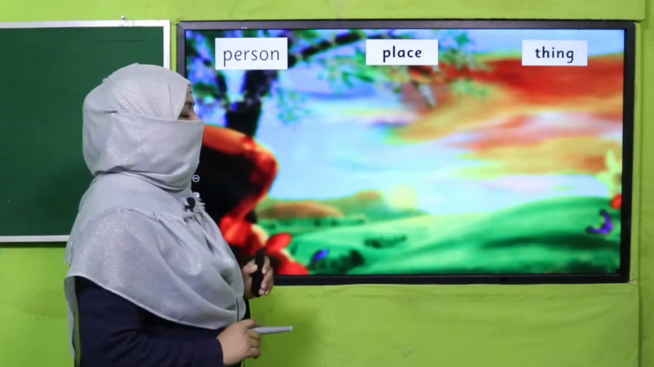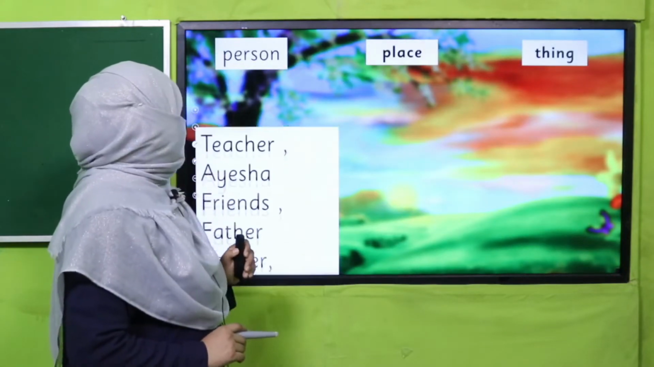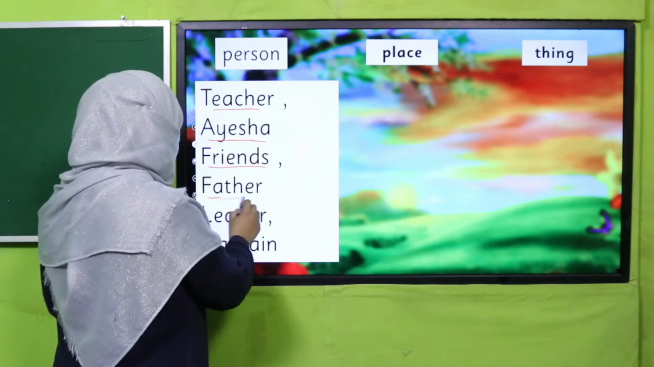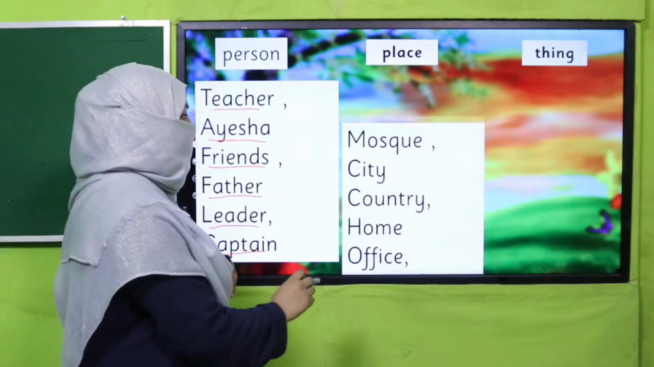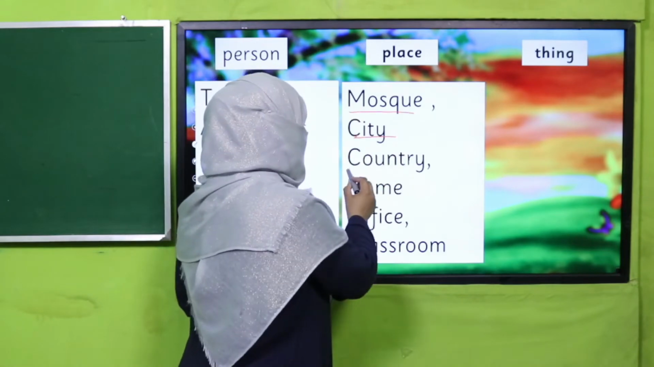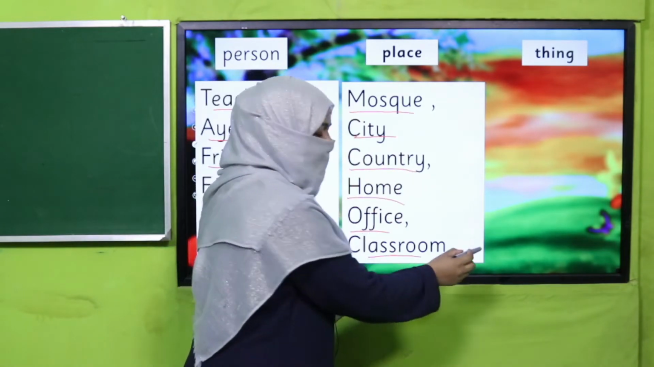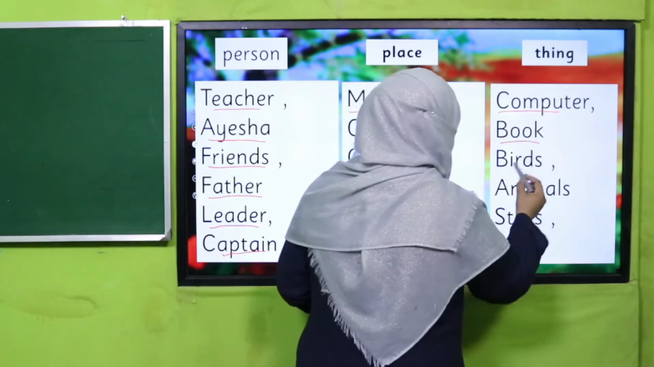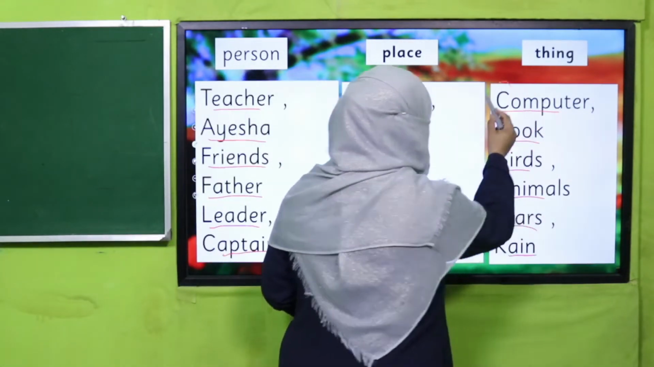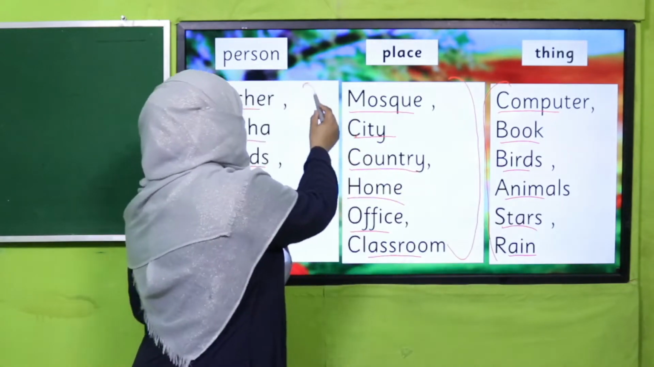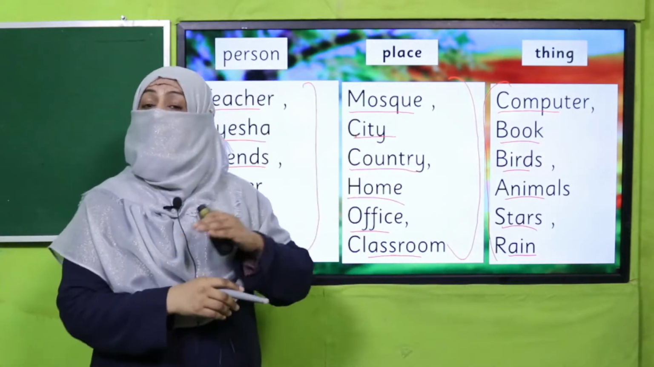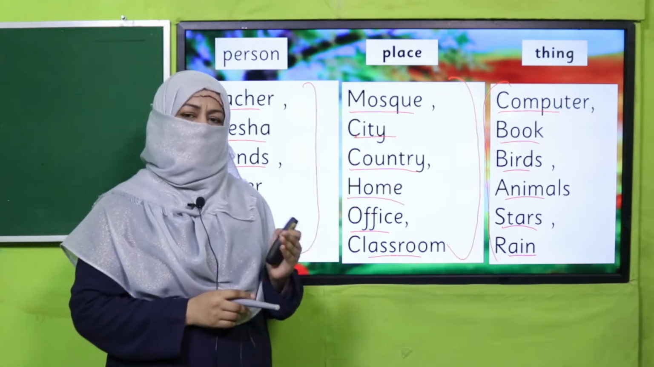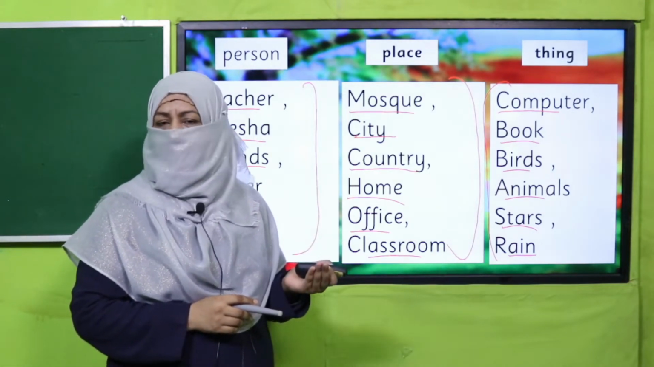Now, what are the examples of persons? It can be teacher, Aisha, friends, father, leader, captain. Places: mosque, city, country, home, office, classroom. All are nouns for place. Computer, book, birds, animals, stars, rain, all are things. Now you see, these and many more are nouns, naming words. So sometimes we have to use singular and sometimes we have to use plural.